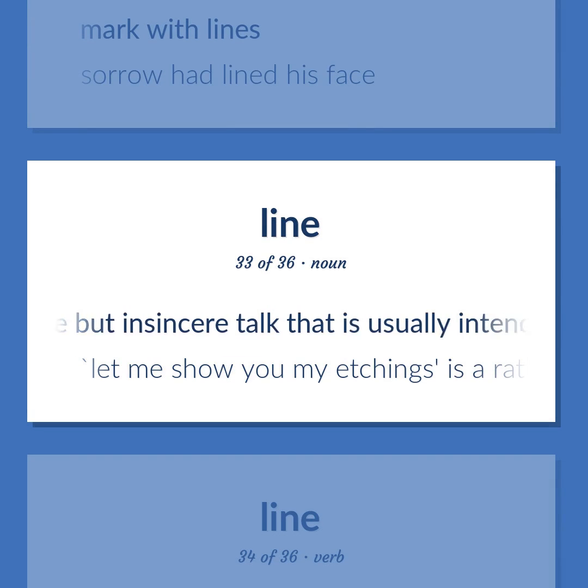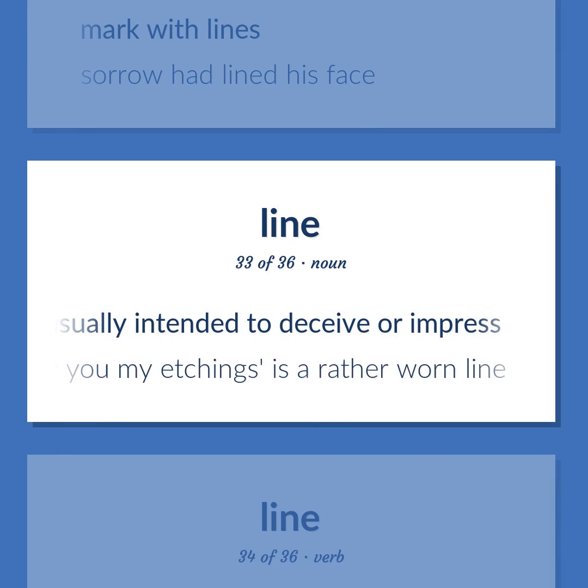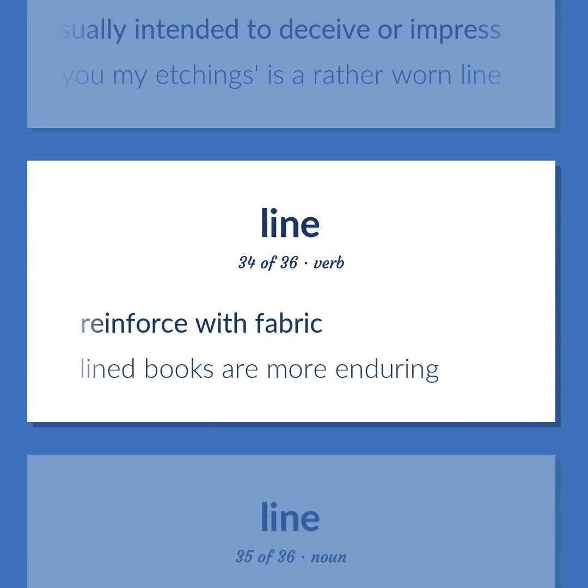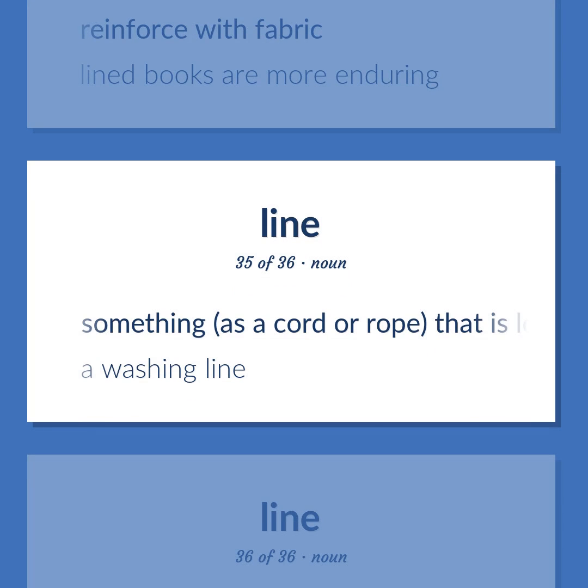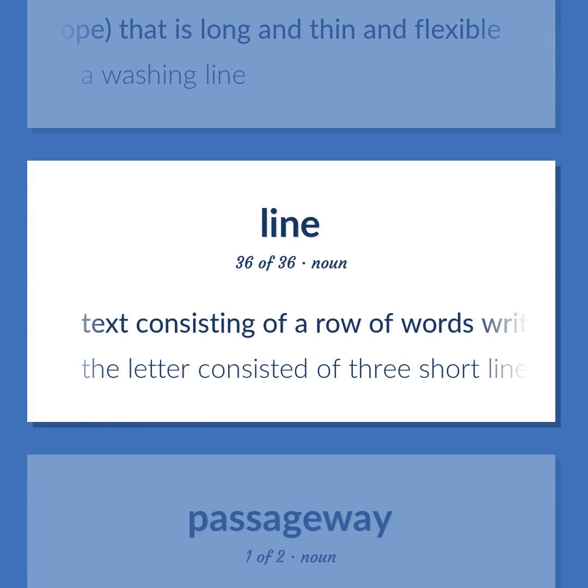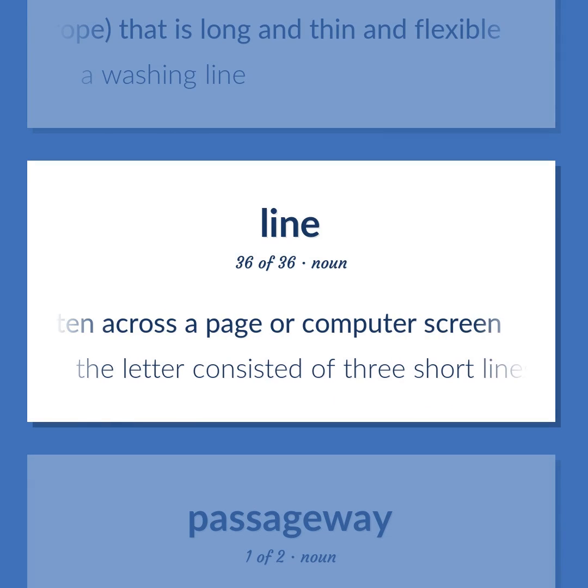Persuasive but insincere talk that is usually intended to deceive or impress. Let me show you my etchings as a rather worn line. Reinforce with fabric. Lined books are more enduring. Something, as a cord or rope, that is long and thin and flexible. A washing line. Text consisting of a row of words written across a page or computer screen. The letter consisted of 3 short lines.